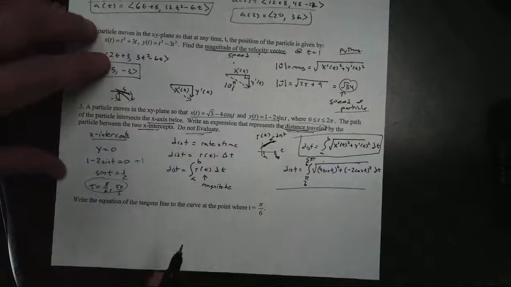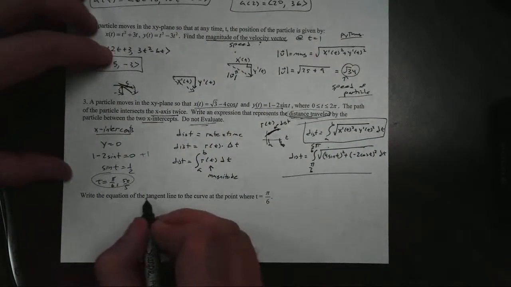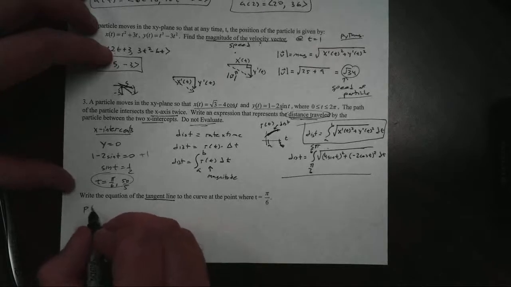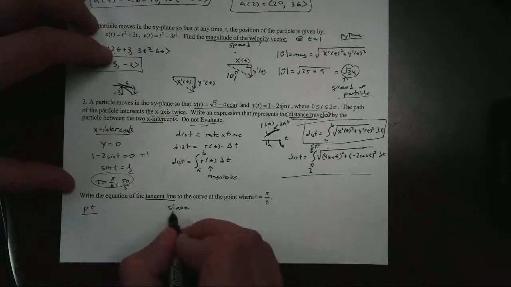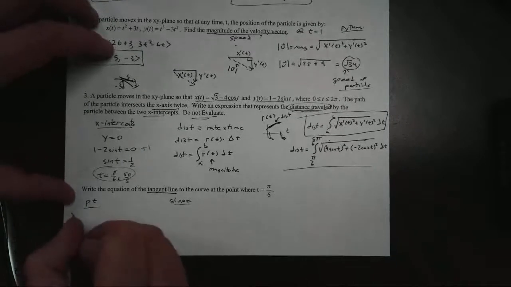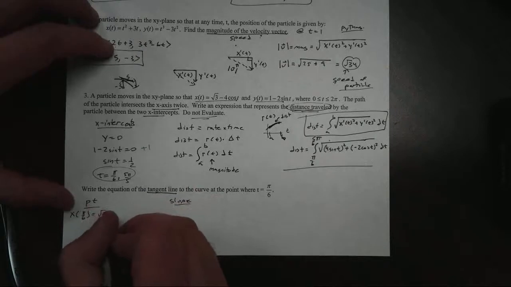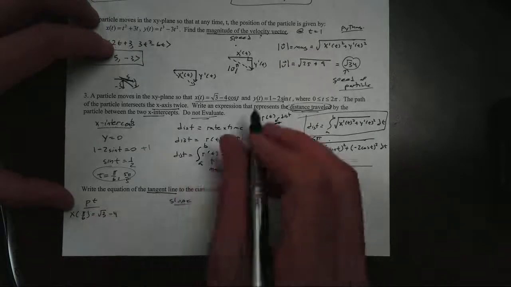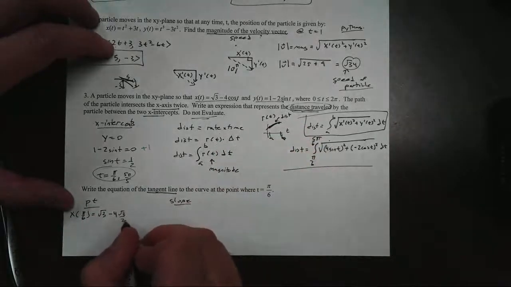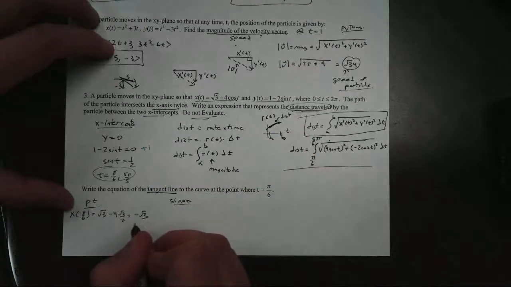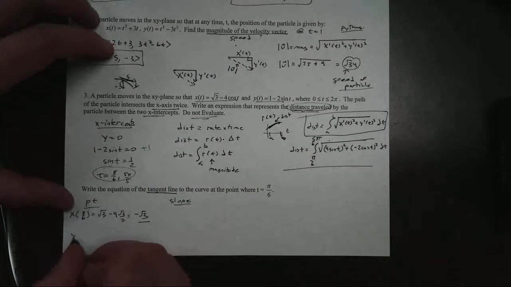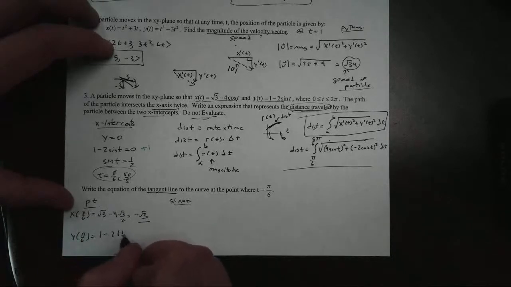Don't solve it. All right, our last one: write the equation of a tangent line. For a tangent line, we need a point and a slope. To get the point, we need the value at pi over 6 for x, which is easy: square root of 3 minus 4 times the cosine of pi over 6, which is root 3 over 2. That's nice, it's just negative root 3. Get the y value, same idea: 1 minus 2 times a half gives 0. So our point is negative root 3 comma 0.